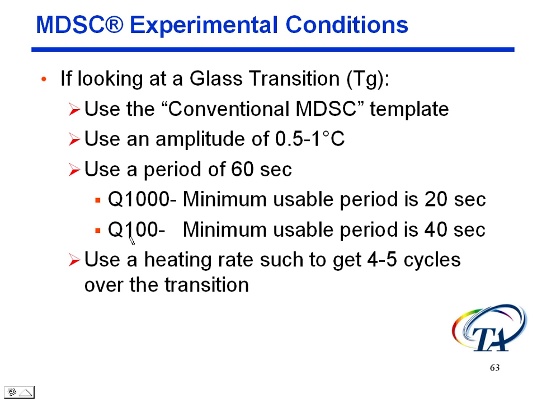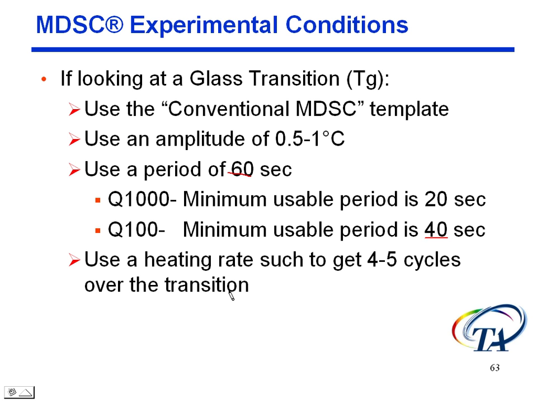With the Q100, the minimum usable period is 40 seconds. But once again, I usually make my measurements at 60. You want to use a heating rate such that you get 4 to 5 cycles over the transition. Depending on your transition, that could be very slow. That could be relatively quick, depending on your period.